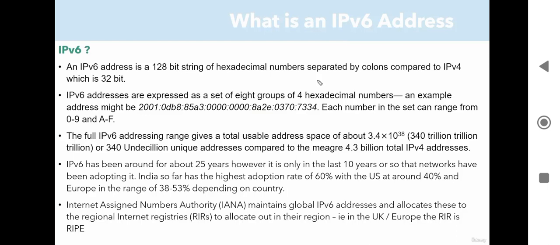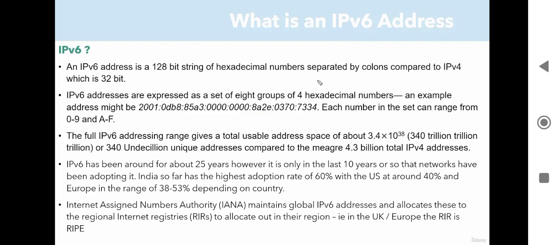IPv6 has been around for around 25 years. However, it's only in the last 10 years or so that networks have been adopting it. India by far has the highest adoption rate of around 60%, in the US it's around 40%, and in Europe the range is anywhere between 38 to 53% depending on the country.